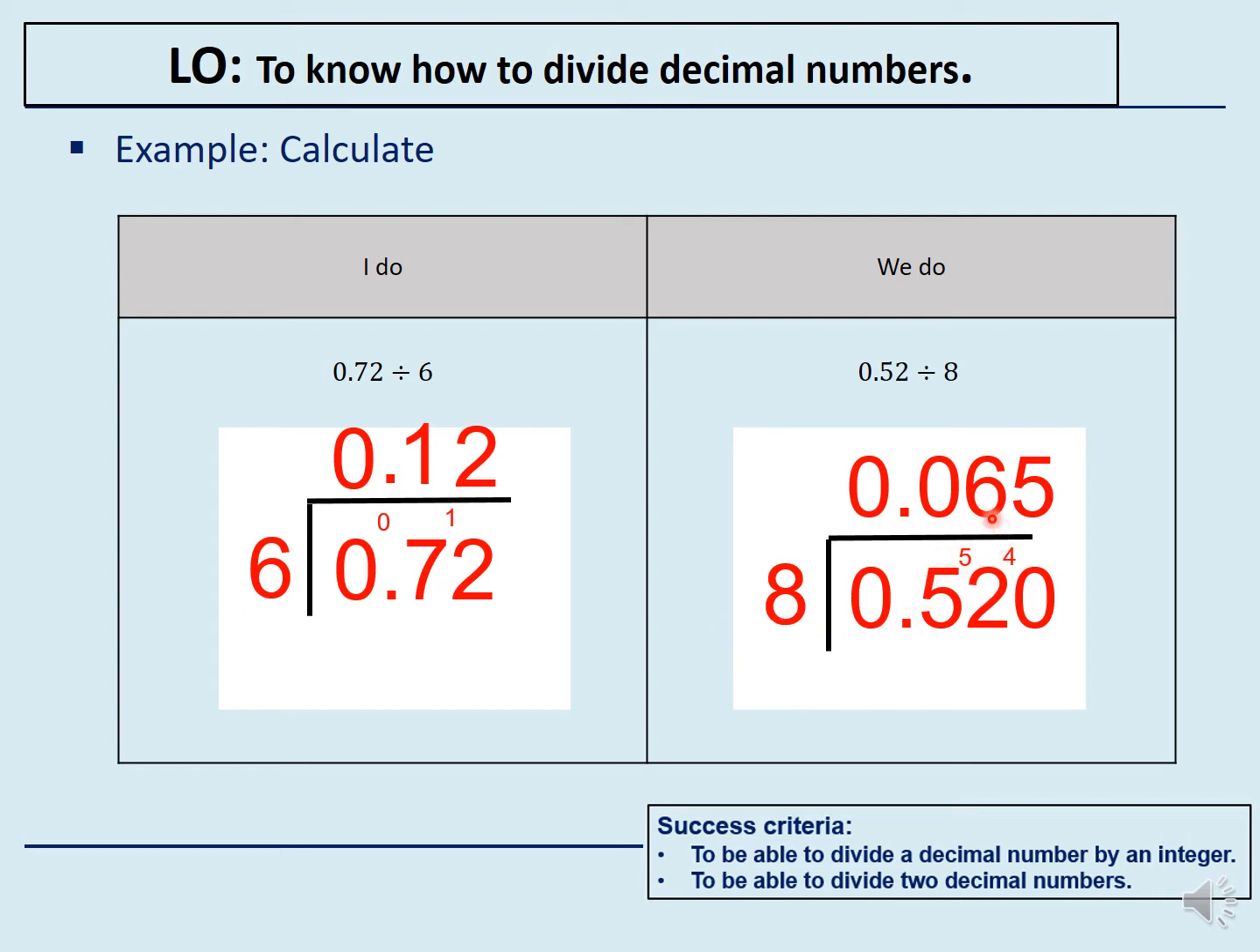6 times, 4 remainder. Because I still have a remainder, I put the 0 in here to carry on, just to make sure I carry on until I don't get any remainder. So how many times 8 goes into 40? 5 times, no remainder. So now that I don't have any remainder, it means the calculation is finished. So my last answer is 0.065. Well done if you managed to do it right.